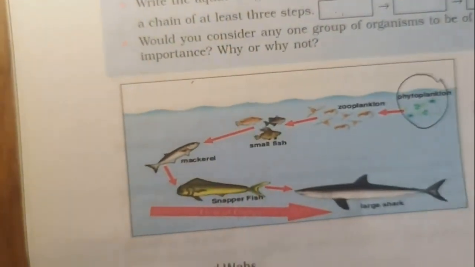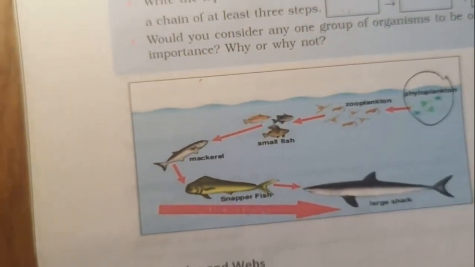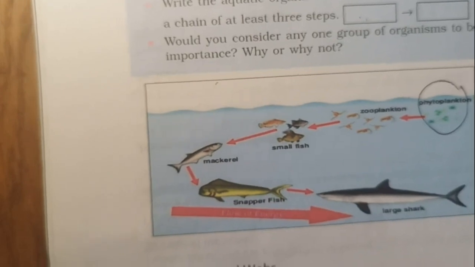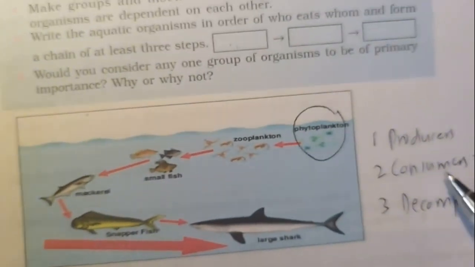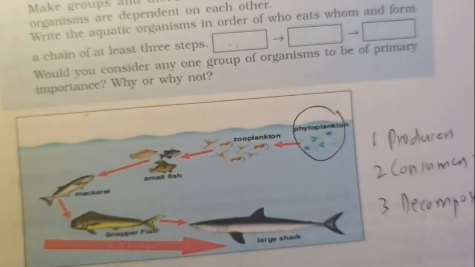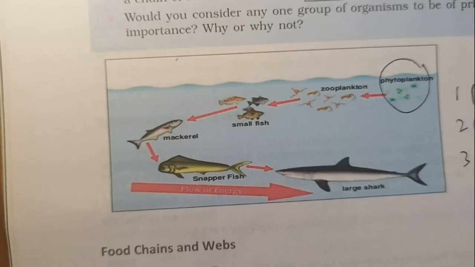So green plants, the producers, are of primary importance. I just explained, because green plants have the ability to capture solar energy and convert it into chemical energy, and all the other organisms, all the consumers and decomposers, will rely on green plants, and then on the smaller animals, as we have already seen.